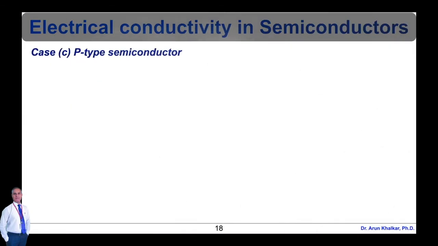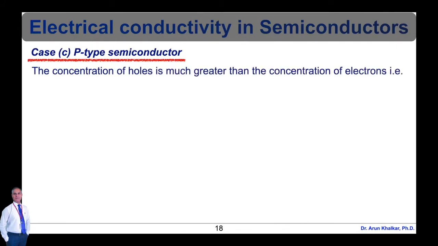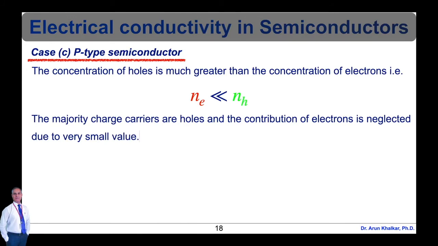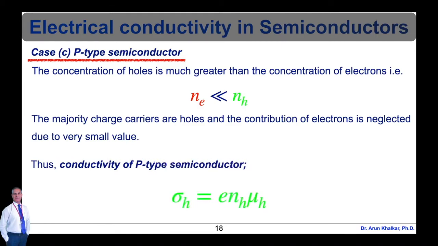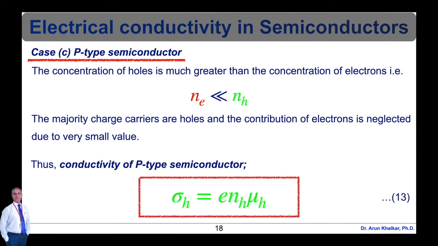Now let's see case C, the P-type semiconductor. The concentration of holes is much greater than the concentration of electrons. Therefore, Ne is very small compared to NH. The majority charge carriers are holes and the concentration of electrons is neglected due to its very small value. Thus, the conductivity of a P-type semiconductor is sigma h is equal to e NH mu h. Let's say this is equation number 13.